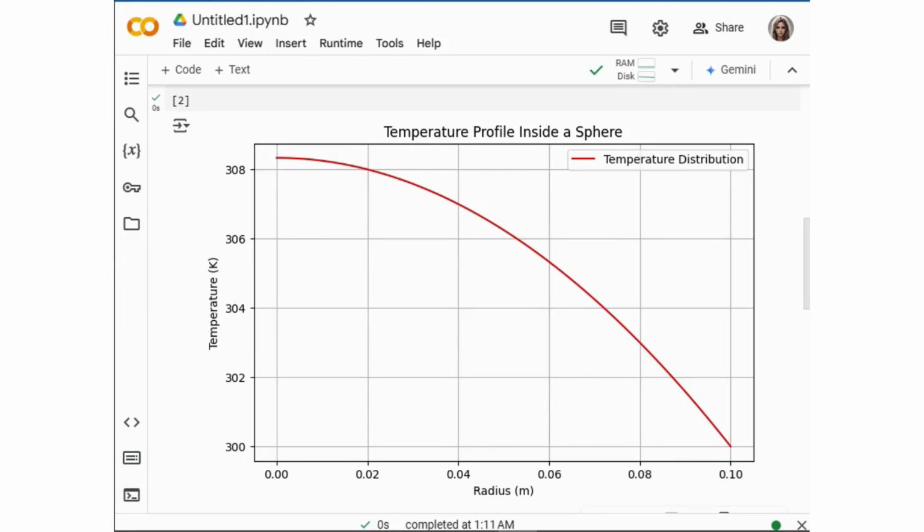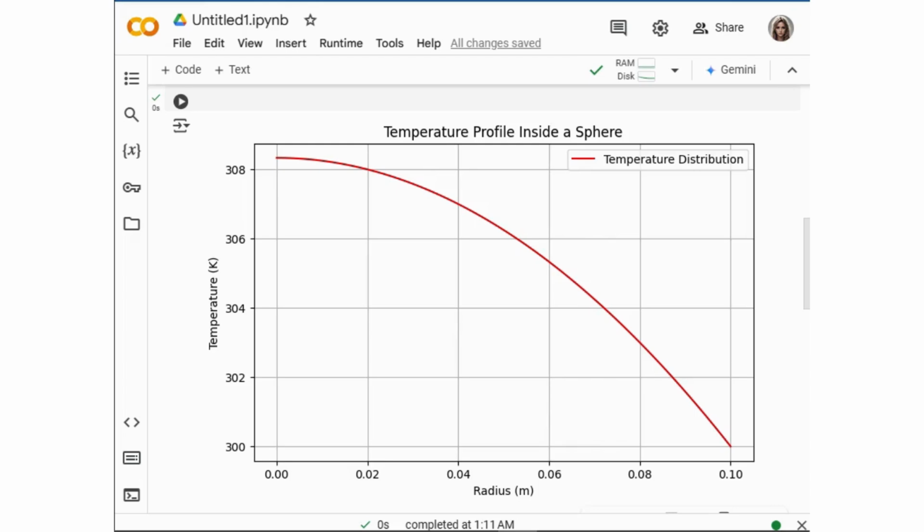Let's understand the graph. The x-axis represents the radial position inside the sphere from r equals 0 to r equals R. The y-axis represents the temperature at each radial position. The curve starts at maximum temperature at r equals 0 and gradually decreases towards the surface. The surface temperature is fixed at Ts equals 300 K. Why does the temperature drop from center to surface? Because heat is generated uniformly inside the sphere.